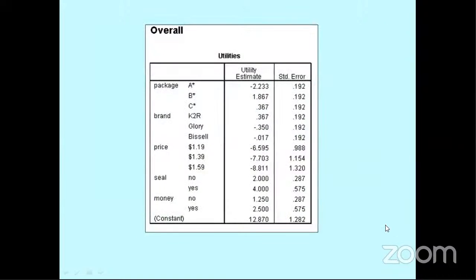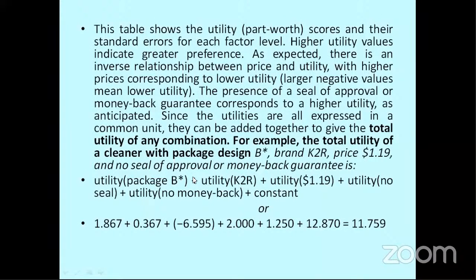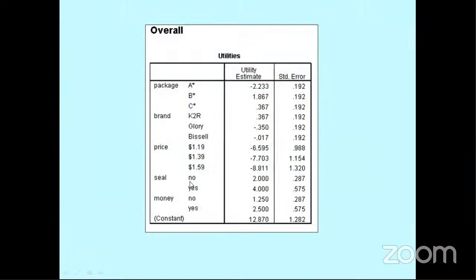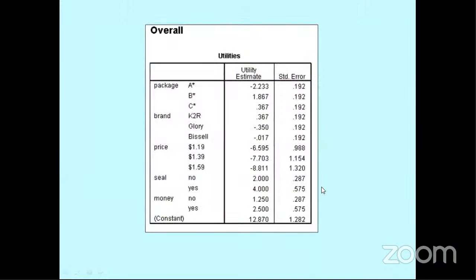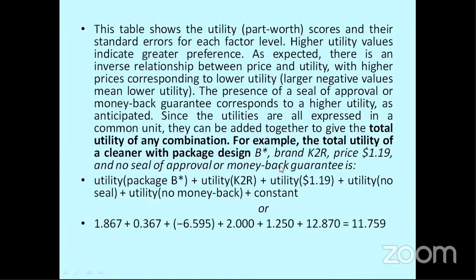Okay. So I'm taking the utility of package B. What is the utility of package B? 1.867. Fine. Then I'm saying K2R. Then 0.367. Is it there? Yes, it is there. Then $1.19 price. What is its utility? So it is minus 6.595. Okay. Then utility of no sale.